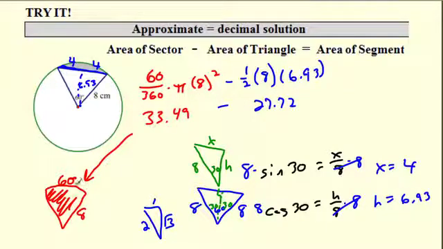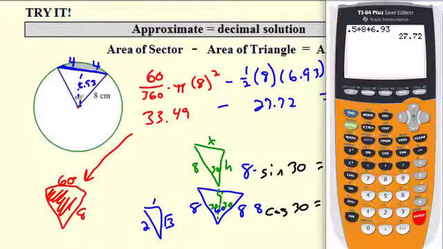So I'm subtracting them. This was the area of the whole slice of pizza. This is the area of that white triangle in there. It's going to leave me just that little crust on the edge, just that little nub there on the edge. So let's go ahead and subtract that out. We've got 33.49 minus 27.72. Love it.